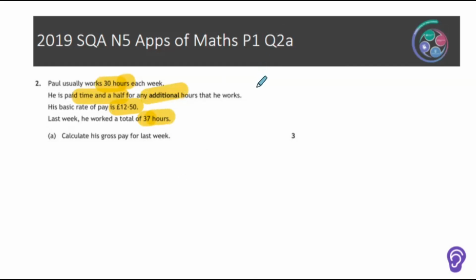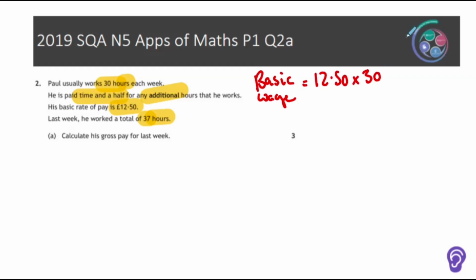So I'm going to start by dealing with his basic rate. So I'm told that he works 30 hours a week and his basic rate is £12.50. So his basic wage is going to be £12.50 times by 30.